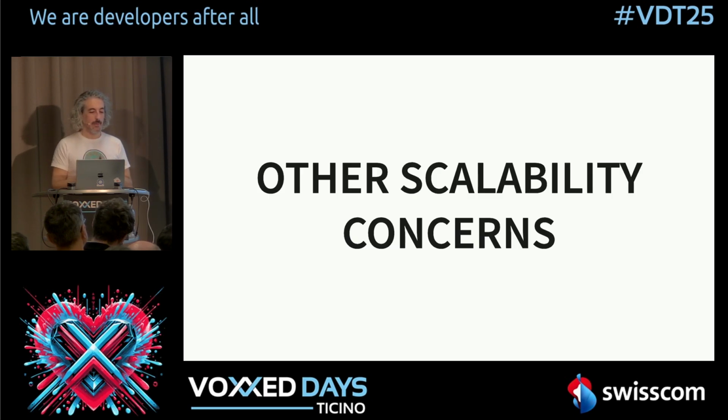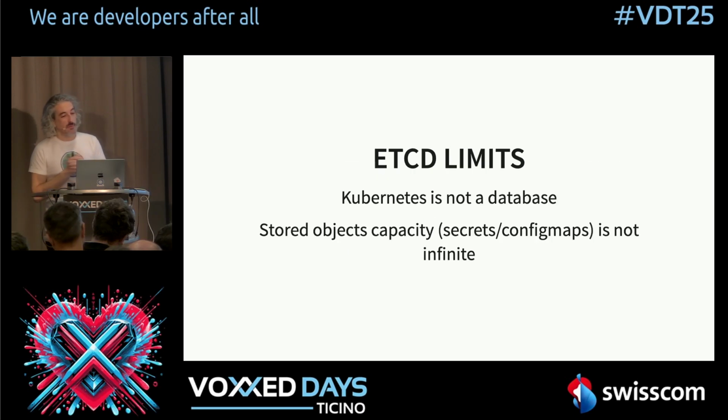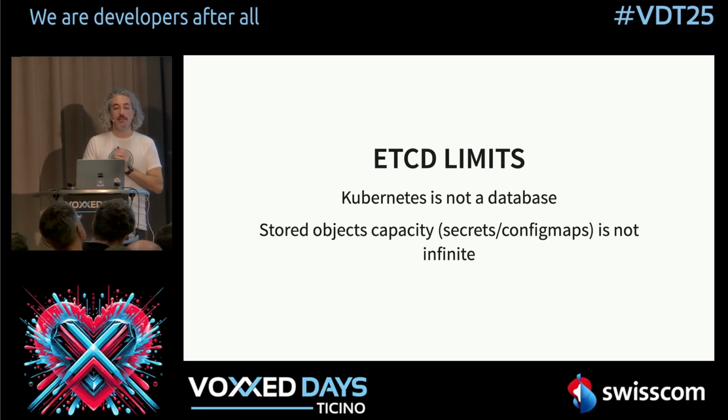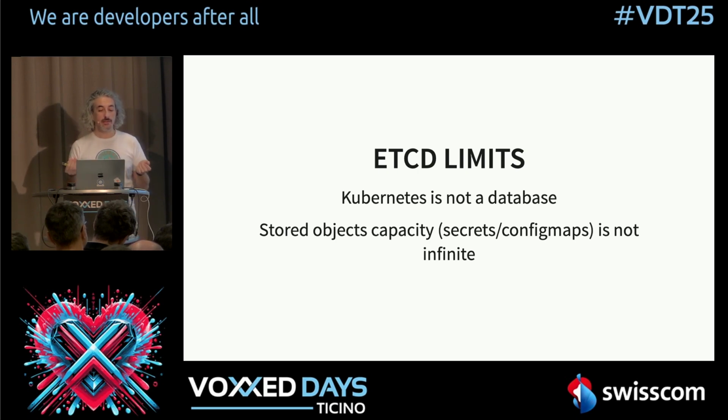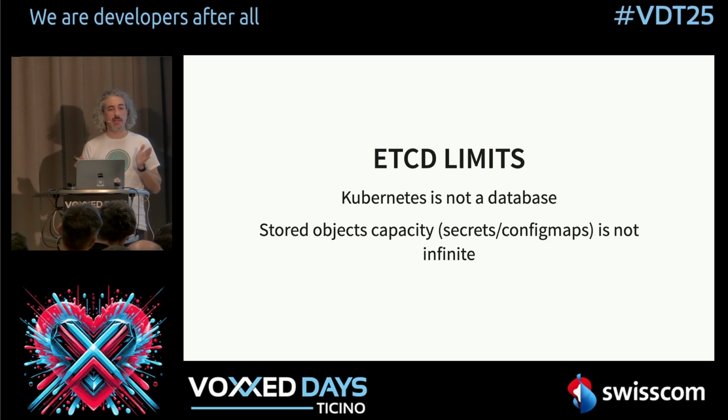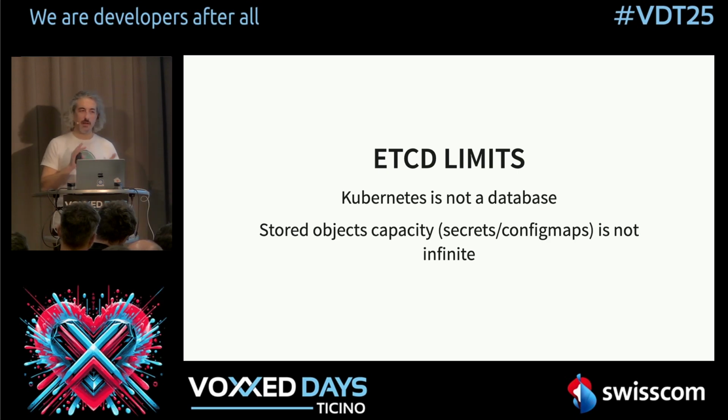Other scalability concerns that you may have, and we have, are the etcd limits that I mentioned before. Kubernetes is not a database, although we all try to use it as such. The more objects you store in Kubernetes, you're going to run out of the etcd limit, which by default, I think, is 8 gigs, depending on the cloud provider and the installation of Kubernetes you have.